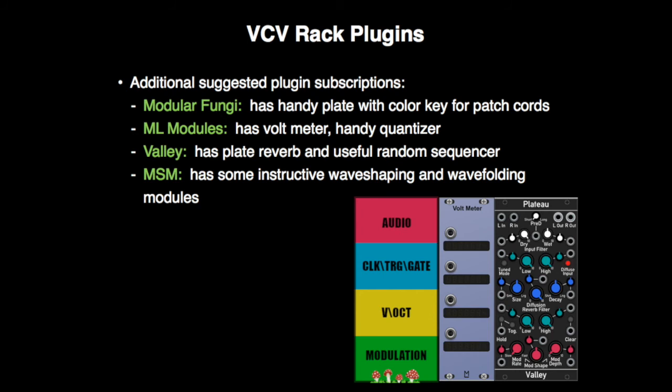I may end up using in mine. They've also got a handy quantizer. Valley has a nice plate reverb pictured there on the bottom right of the slide, and also a useful random sequencer for drum programming. And then MSM has some instructive wave shaping and wave folding modules, which we might look at if we have time to get to some West Coast synthesis stuff, or if you're interested in investigating that on your own, those could be cool to check out. So those four are not super required, but might be useful for you.